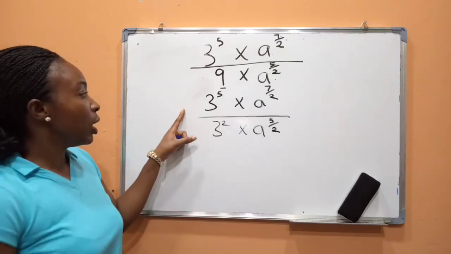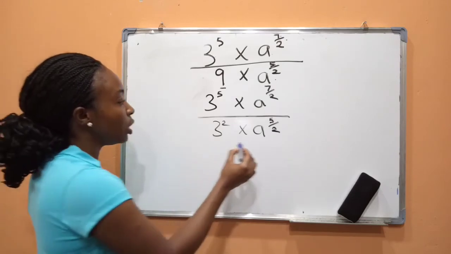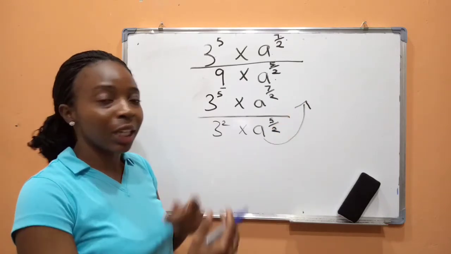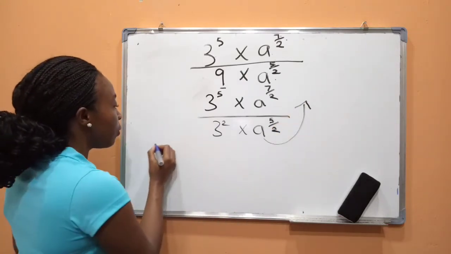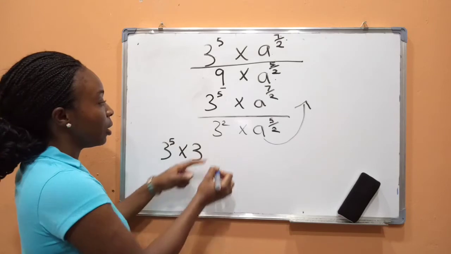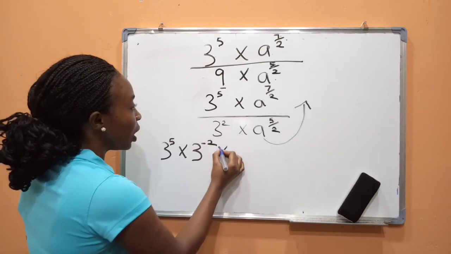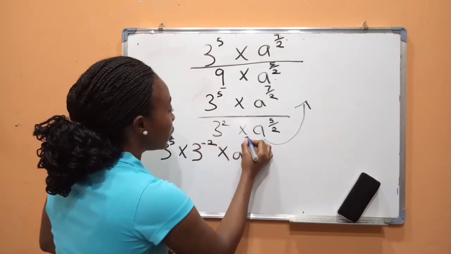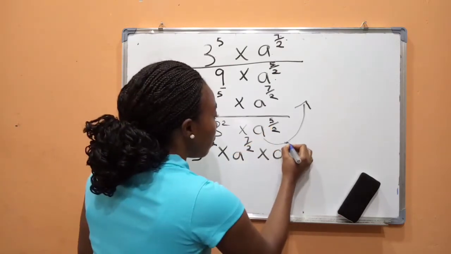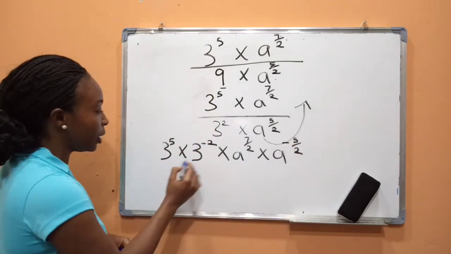Now that we've gotten this, let's collect the like terms. Let's further simplify. So what we do, we are going to have this denominator move to the numerator. And whenever the denominator moves to the numerator, it gains a negative power. So here's what we are going to have. We are going to have 3 to the power of 5 times 3 to the power of minus 2 times a to the power of 7 over 2 times a to the power of minus 5 over 2. Now we've gotten this, since they are in the same base, let's pick one.